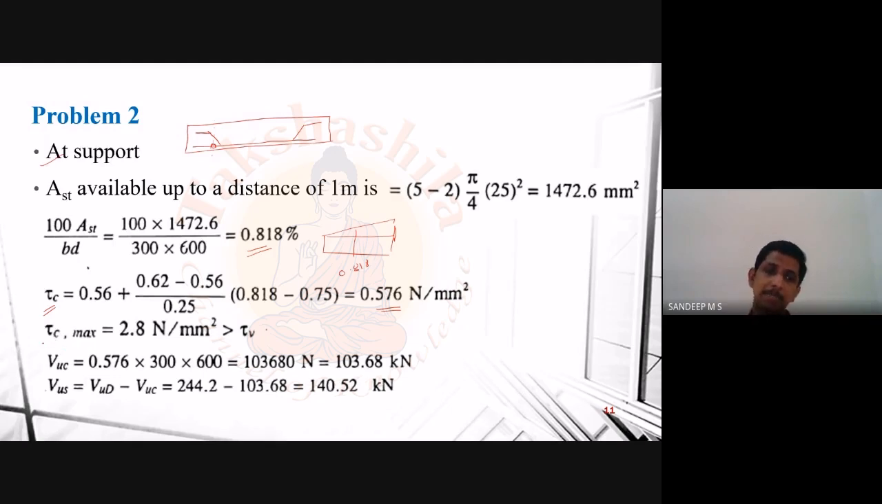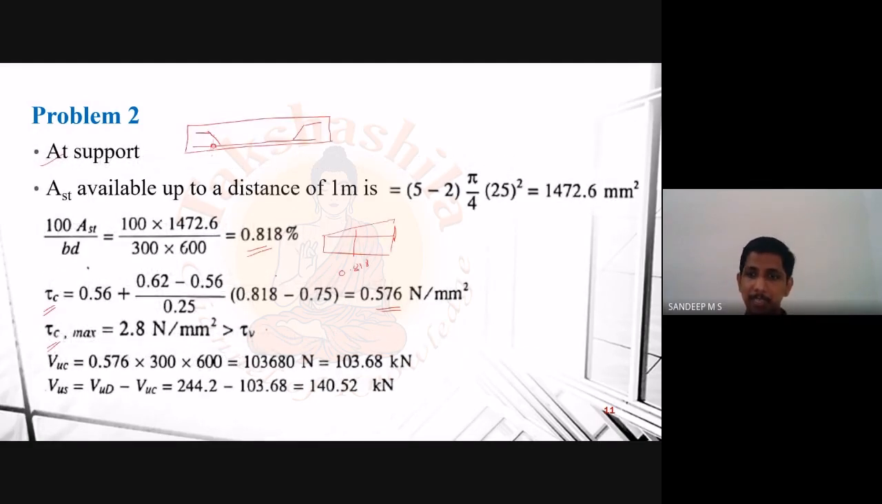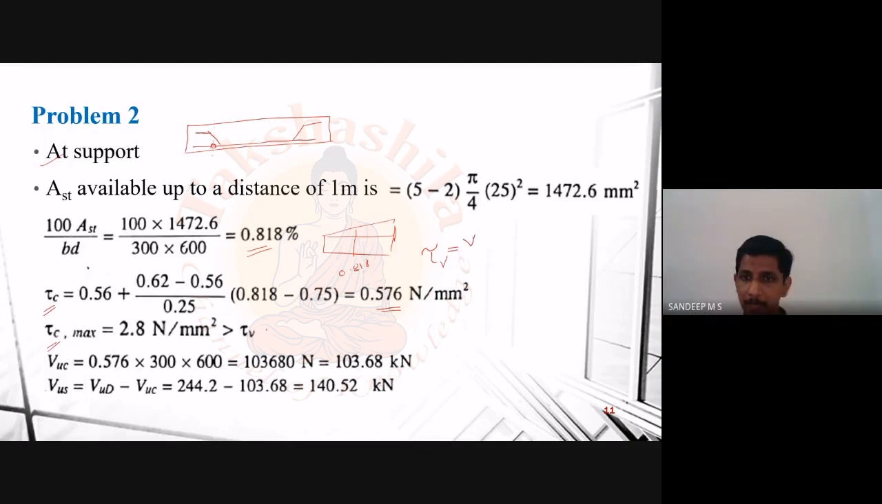And from table number 20, we have to calculate the value of tau C max. In this case, I have used M20 grade concrete, so tau C max is coming as 2.8 Newton per mm square. Now what should we do? For the time being, we also have to calculate one more value. What is the missing value? Can anyone suggest which is the missing quantity now? We have to find the value of tau V. Tau V is equal to VU divided by B into D.